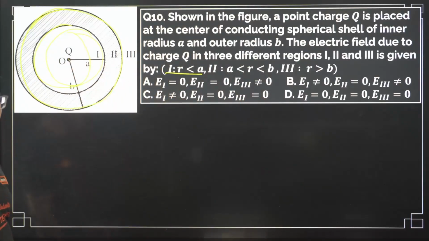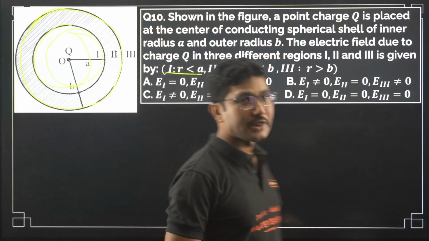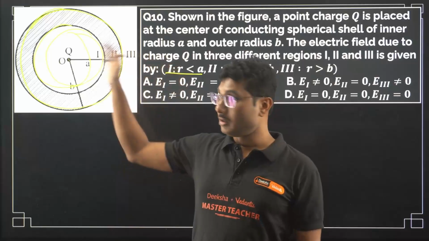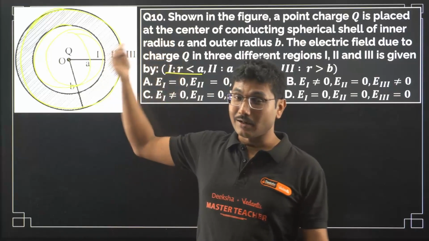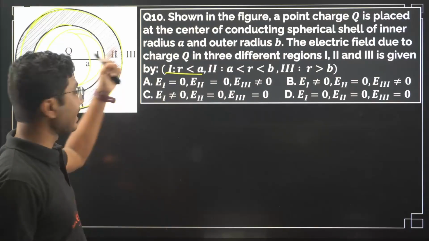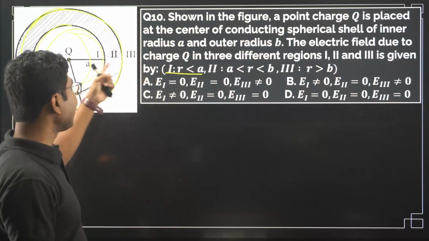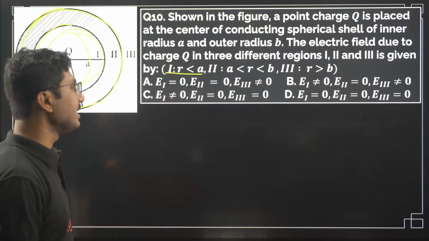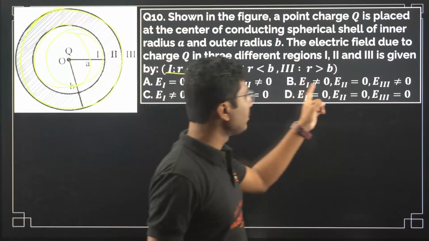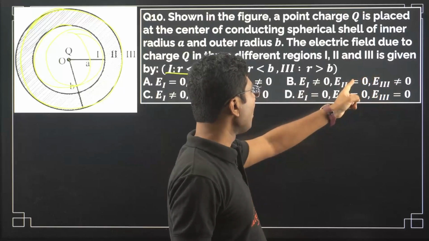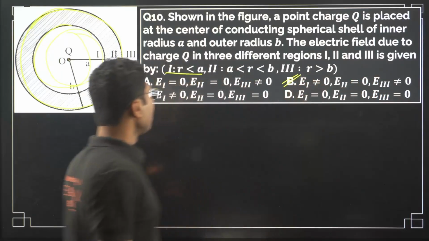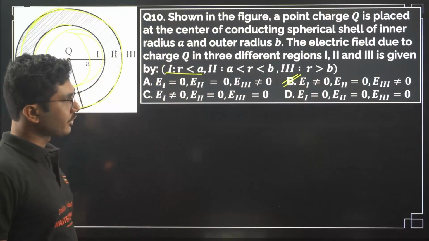Again, when you go outside, the electric field in region 3 will not be zero, because it's not a conducting surface. So the electric field in 1 and 3 are not zero, and the electric field in region 2 is zero. So let's see the options. E1 is not zero, E3 is not zero, but E2 is zero. So the correct answer is option B.